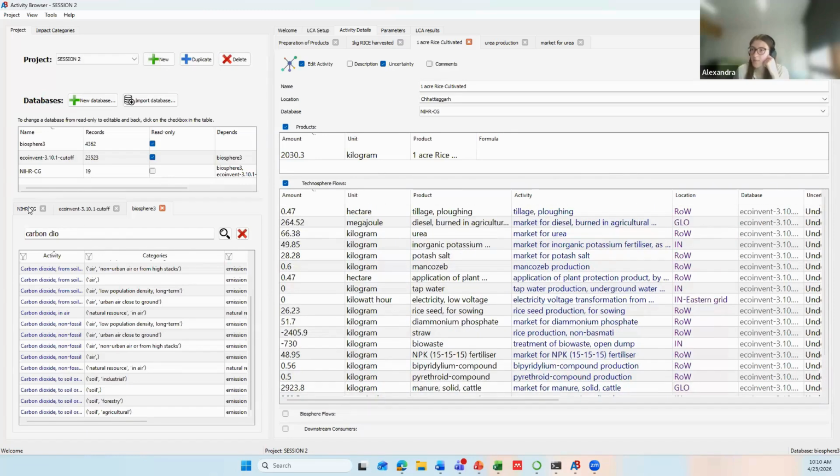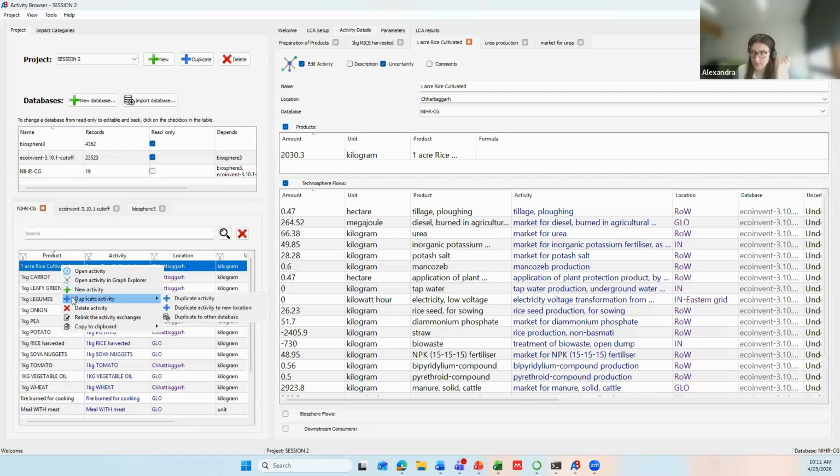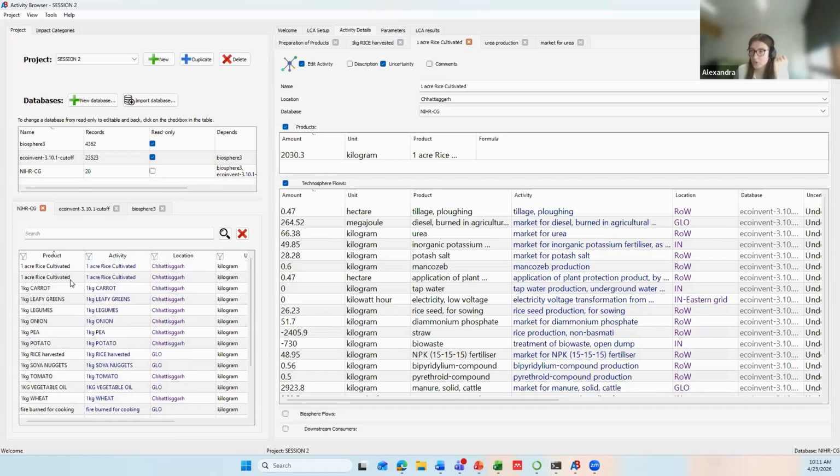But what happens if you have two types of rice? You could do it by hand all over again, or to avoid making mistakes and to make your life easier, you can duplicate the activity to a new location if you want to do another, or to a different database, depends on what you want to do. Here, we'll just duplicate it here.